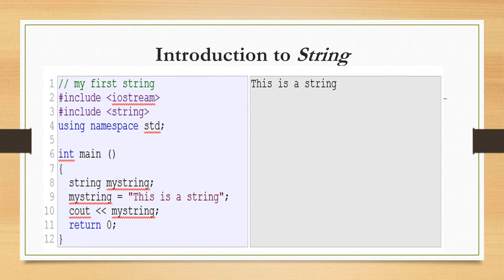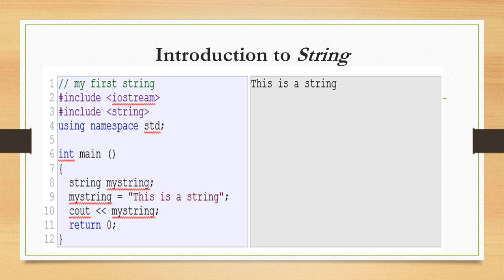Now let's look at this program that demonstrates how to use string. The first line, you can see, is my first string. After the hash include iostream, the next one is hash include string, meaning that we are going to work with a string. So now the string is added to the library. Now you can see using namespace std, int main. So now you can see a string is declared. String is a data type. Then the name of the variable is my string. It's just like integer, the name of the variable int, the name of the variable my int. Or car, the name of the variable my car. That's exactly what happened here.